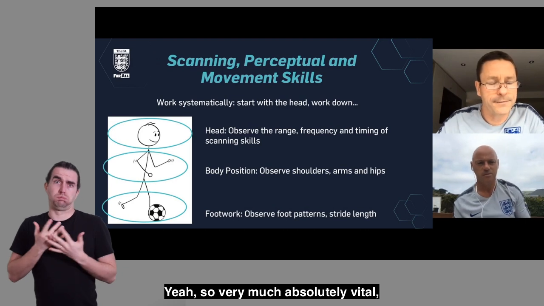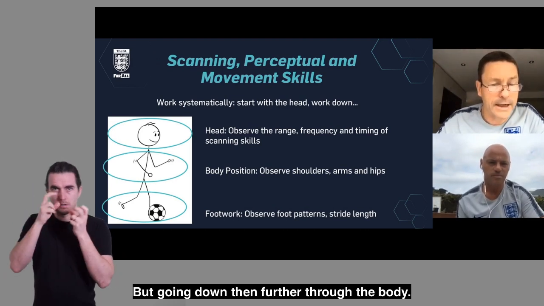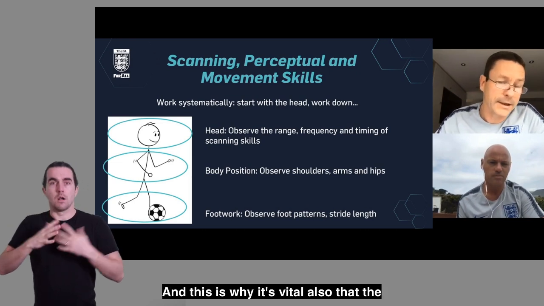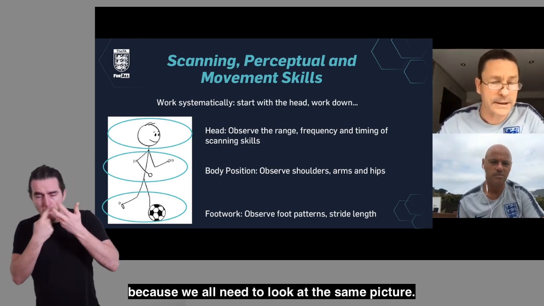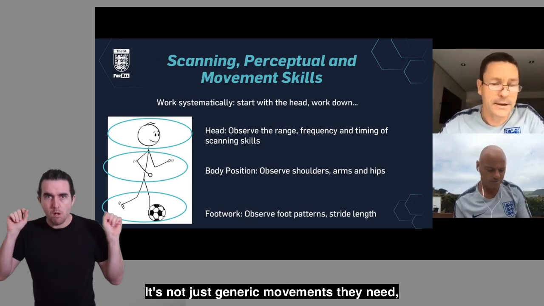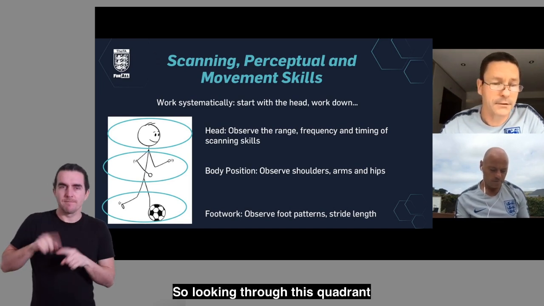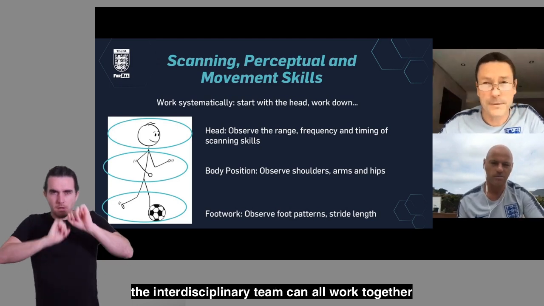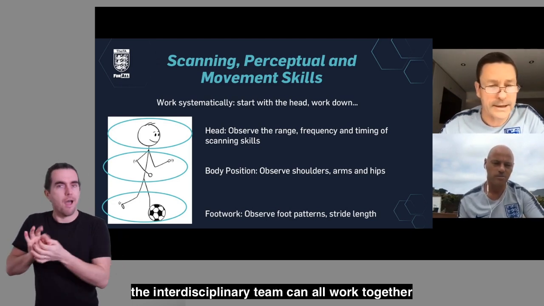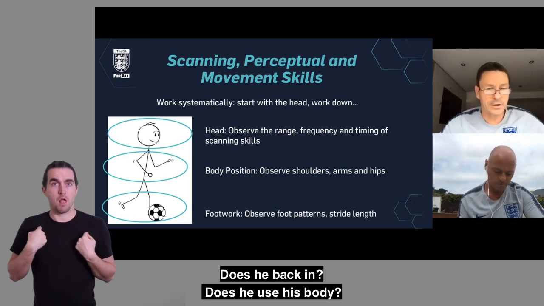So the scanning and perception are absolutely vital. But going further down through the body, this is why it's also vital that the interdisciplinary team are involved, because we all need to look at the same picture. It's not just generic movements; they need football movements. So looking through this quadrant and under the microscope, the interdisciplinary team can all work together and ask: how does he move his shoulders? Does he back in? Does he use his body?